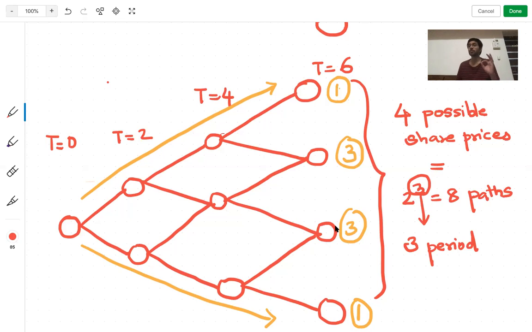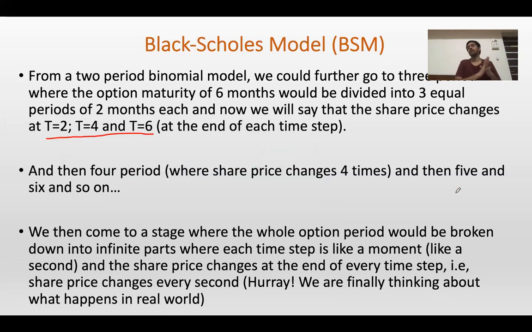Okay, so the total number of paths are actually going to be 8. So the share price can actually travel in 8 different paths. Although the ultimate share price is going to be one of the 4, the paths are basically 8. The share price can travel in 1 out of 8 paths. Okay, that is with regard to a 3-period binomial.